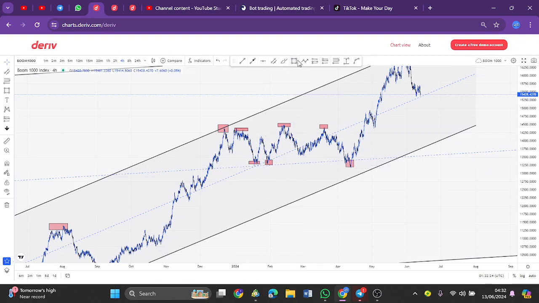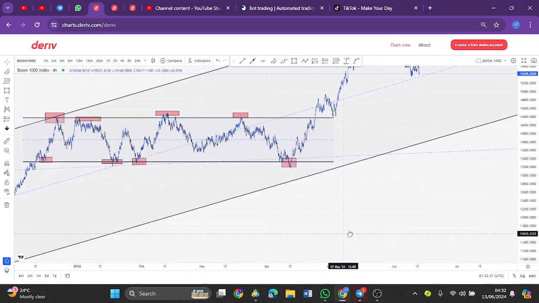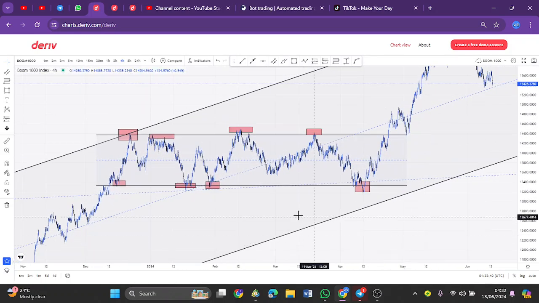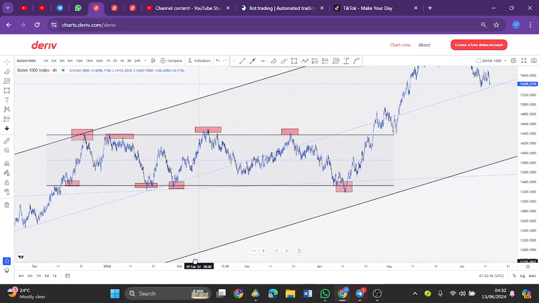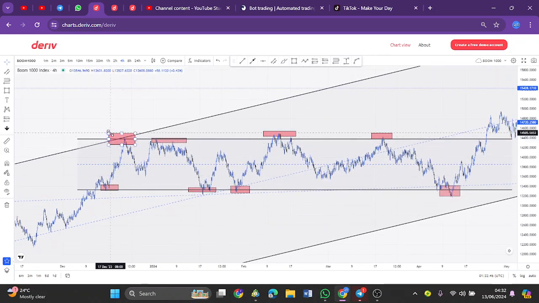Identify the valid zones. Connect them. Yeah, connect those levels. Boom. And you can see how the market played around that zone. Yeah, so you could have known where to buy and when to sell. Having these zones, you could know, okay, the market was going to buy from this level, the market was going to sell from this level. And that is it.